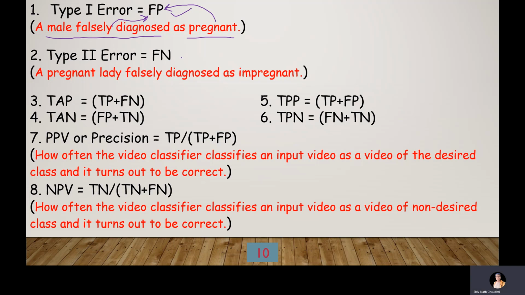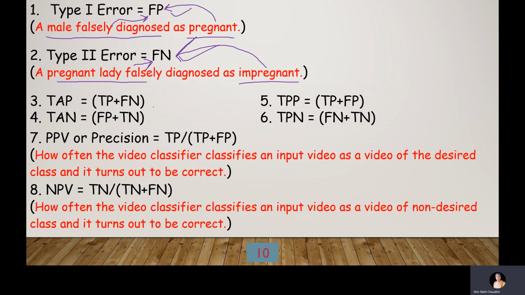Second parameter is type 2 error. Type 2 error represents the false negatives of the confusion matrix. For example, a pregnant lady falsely diagnosed as not pregnant. In this case, the report is negative and the actual case is false.